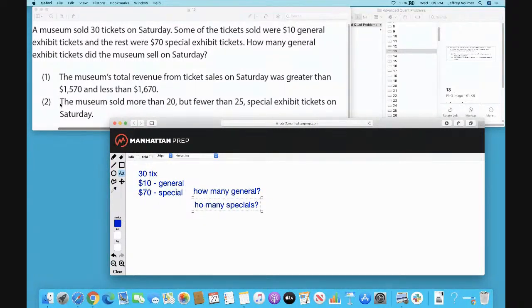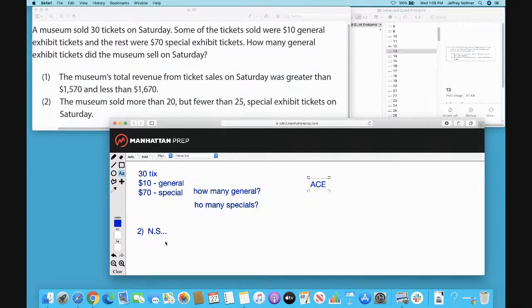Let's look at statement 2 first. Statement 2 looks easier. The museum sold more than 20 but fewer than 25 special exhibition tickets. That's not specific enough, right? That's going to be not sufficient. There could be 21 special tickets and 9 general. There could be 24 special and 6 general. So statement 2 doesn't give me a specific value. That's going to be not sufficient. So I'm going to eliminate answers B and D.